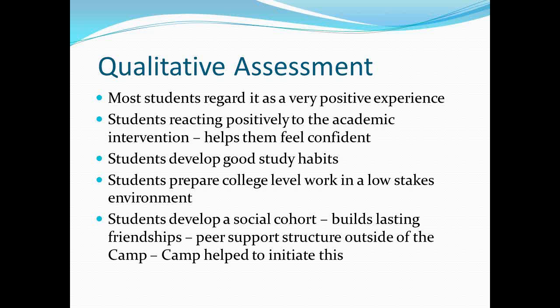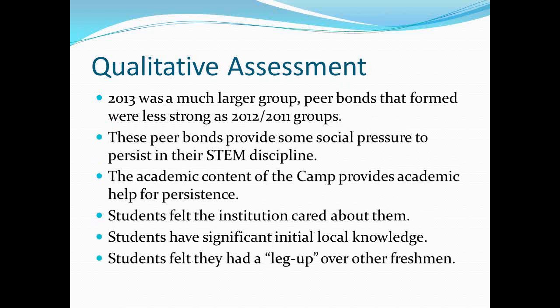They developed a social cohort, and that actually built lasting friendships. There was a peer support structure outside the camp. The bridge camp helped to initiate this, and you can see that peer support structure persisting, with a persistence of about a year, year and a half. 2013 was a much larger group. We had 45 students as opposed to 18 or 14. So the peer bonds that formed were less strong than in the previous 2 years. But it is the case that these peer bonds do provide some social pressure to persist in their STEM discipline.